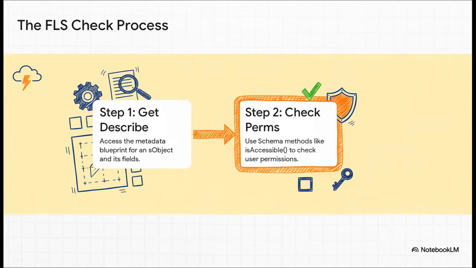And the process is always a simple 2-step. First, we grab what's called describe information for a field. You can think of this as just looking at the lock on the door to see what kind of key it needs. And second, we use a specific method to ask the system the direct question, hey, does the person running this code right now have the right key for this lock?